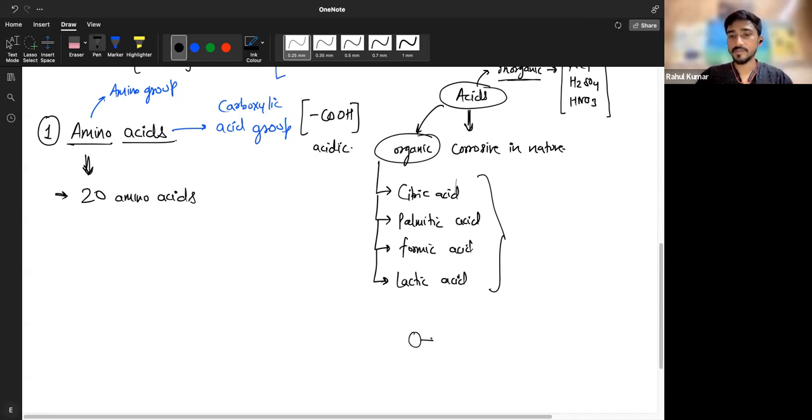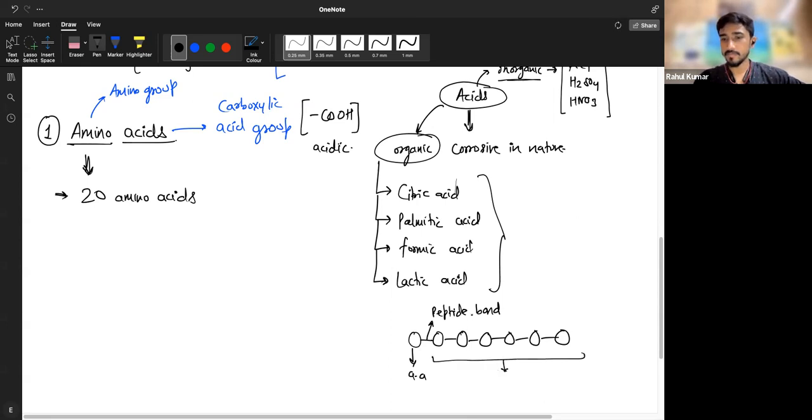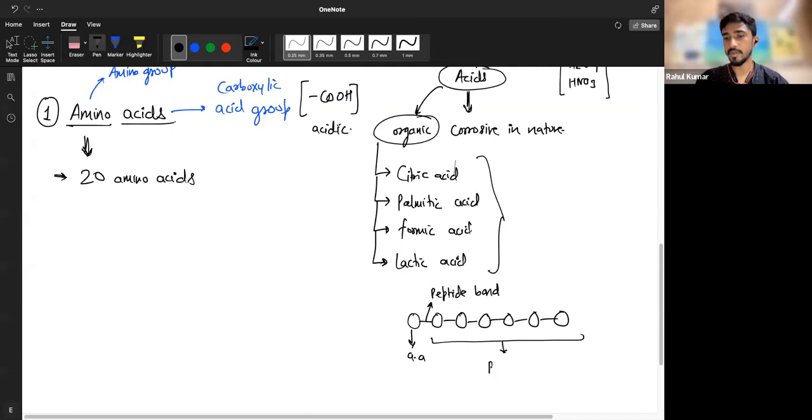One amino acid is bound to another amino acid like this, in a long chain, and then it will fold in a particular manner. This is an amino acid, and the bond between two amino acids is called a peptide bond. Some basics, because you have not studied this in class 10. And this whole chain, because it has multiple peptide bonds, is called a polypeptide chain. Poly means many. Is it clear?